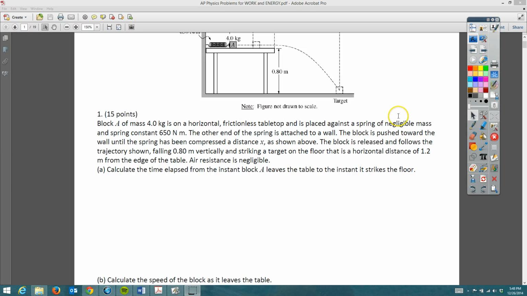Hey, it's Horner in. We're going to look at 2010, question number one. And this first one is one that you've seen before.